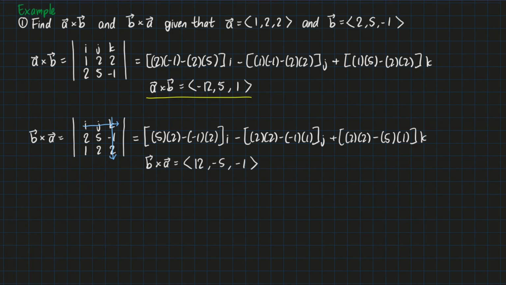If you notice, this is just the vector of A cross B in the other direction, because of the anti-commutative property from earlier. So remember, A cross B equals negative B cross A.